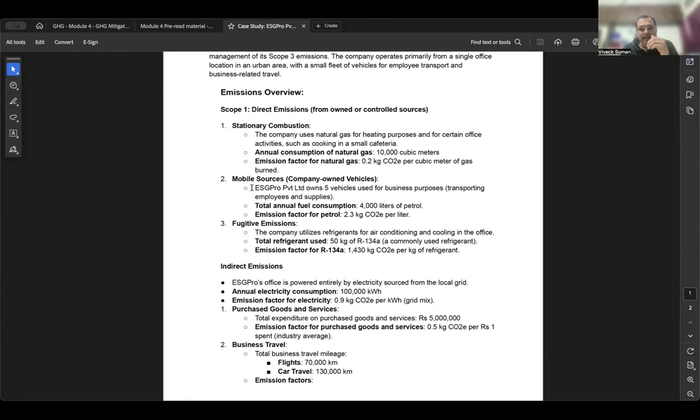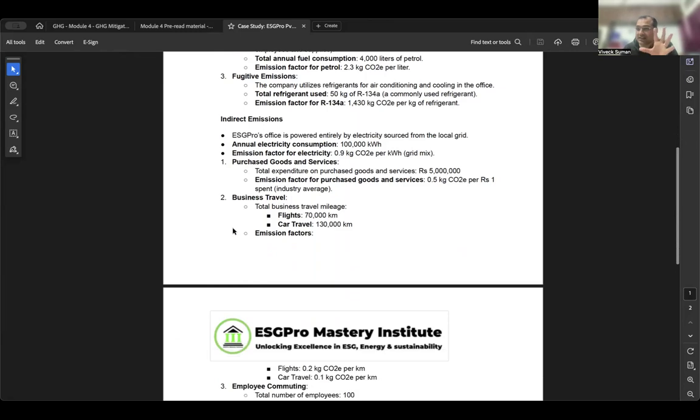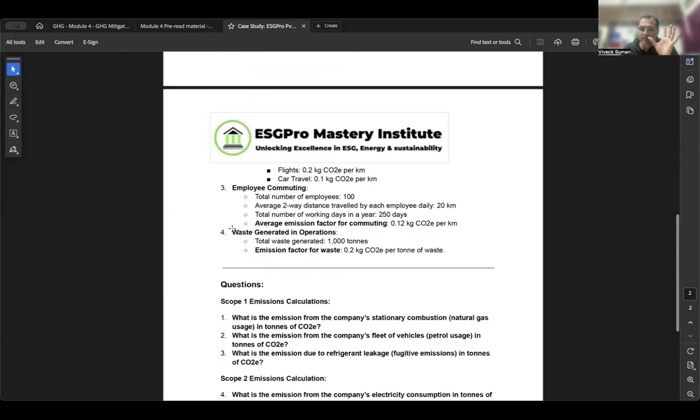I have given you some lead here, that is scope 1 and indirect emissions, but you have to identify what kind of emission it is. I have helped you identify stationary, mobile and fugitive. But for indirect, I have not segregated. So you need to decide which one goes to scope 2 and which one goes to scope 3. That's task number 1 in principle.